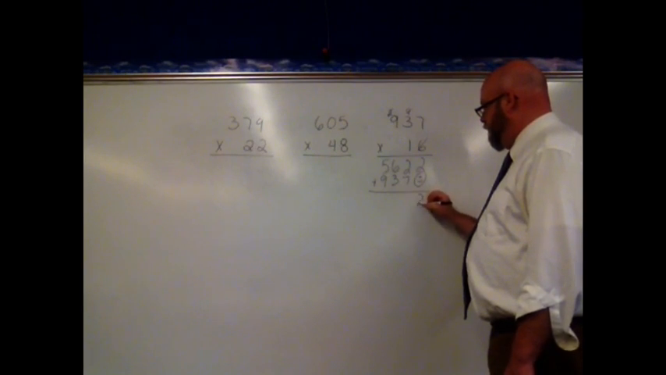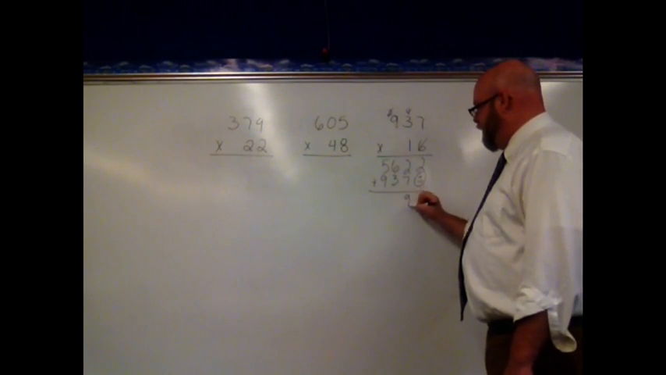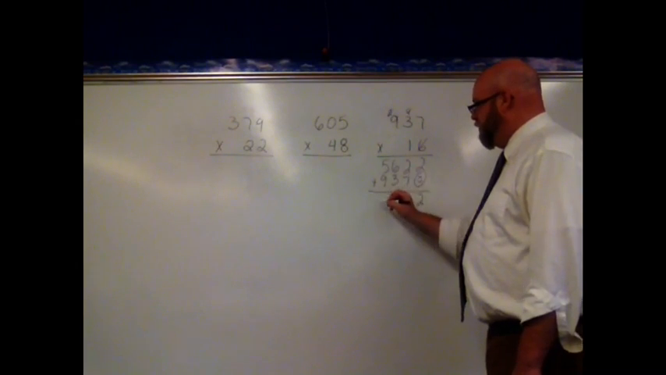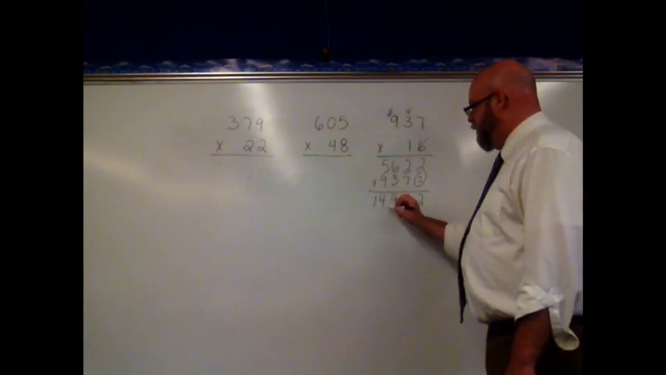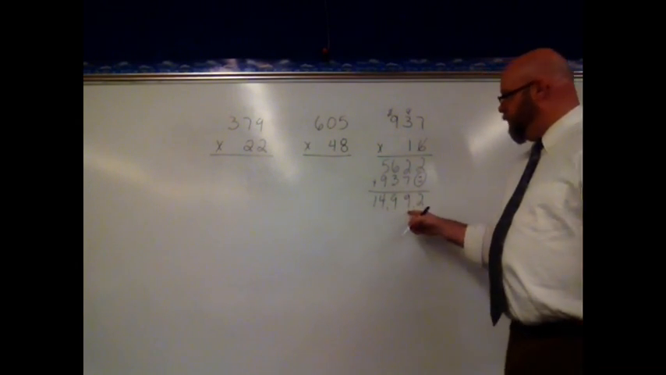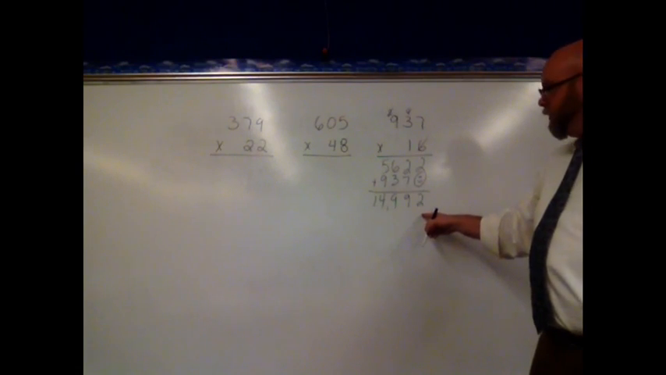2 plus 0 is 2. 2 plus 7 is 9. 3 plus 6 is 9. And 5 plus 9 is 14. So my final answer is 14,992.